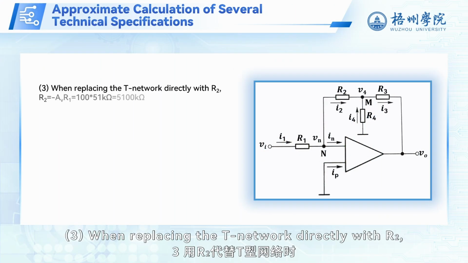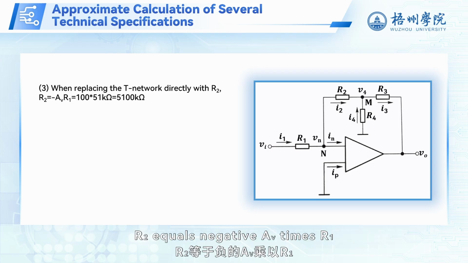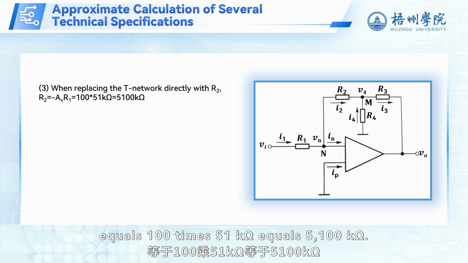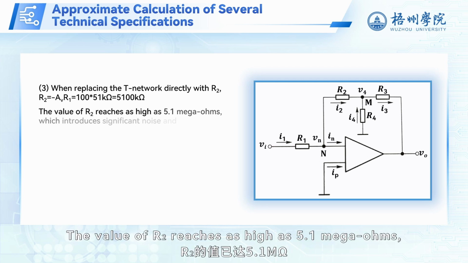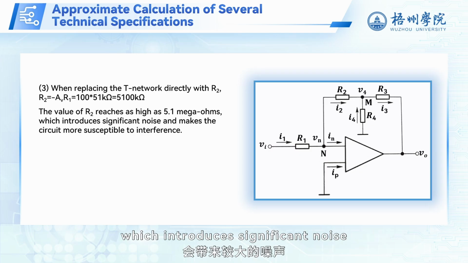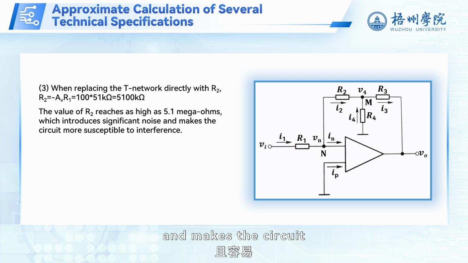3. When replacing the T-network directly with R2, R2 equals negative AV times R1 equals 100 times 51 kiloohms equals 5,100 kiloohms. The value of R2 reaches as high as 5.1 megaohms, which introduces significant noise and makes the circuit more susceptible to interference.